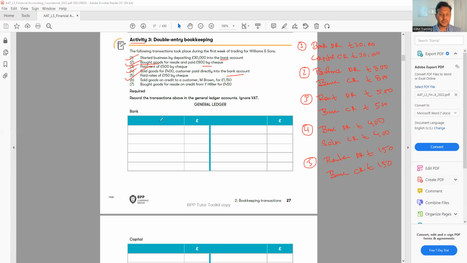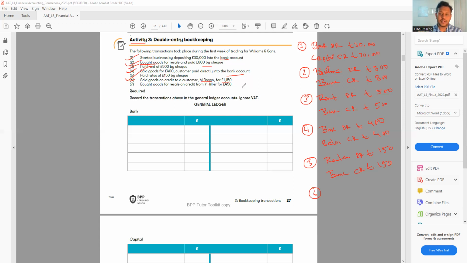Then we have sold goods on credit to customer B Brown for 1150. This is a little bit tricky when we sell goods on credit. Credit means the customer will pay me later. Always there are two types of transaction: cash or credit. Cash means the customer pays me immediately, right when you make the sale. For example, if you go to Tesco, you buy something and pay for it immediately, that's a cash transaction. But if the customer says, I'll pay you later, we call it a credit transaction.